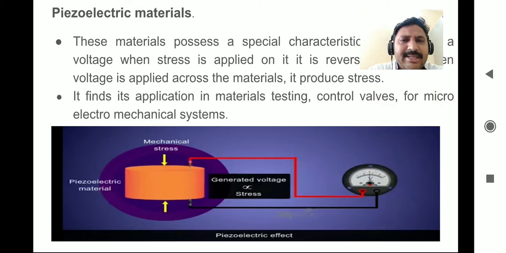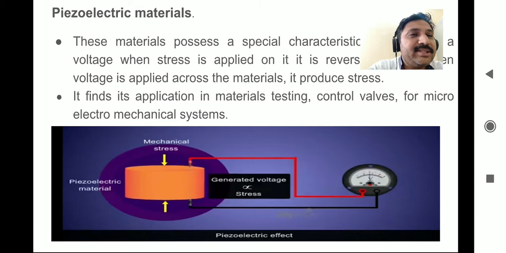In the piezoelectric material, the mechanical stress means force upon unit area. So we have to apply a force on the material, on the unit area, that is the area on the surface of the material. Because of the force applied, it generates a stress. Here two wires are given, red and black, through which it passes, and there is a voltage meter, so it generates the voltage.